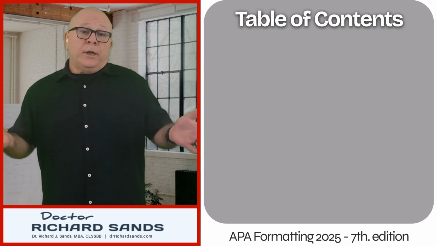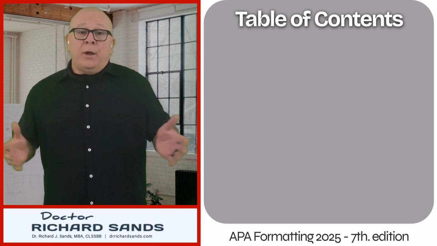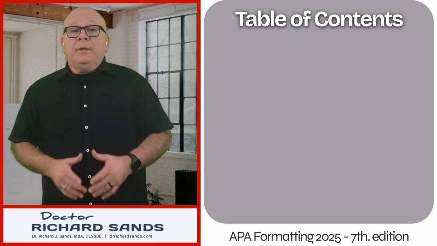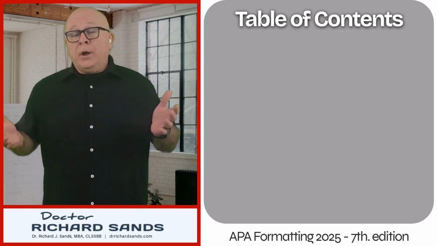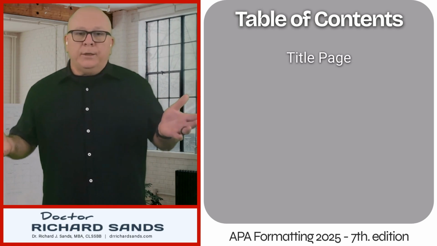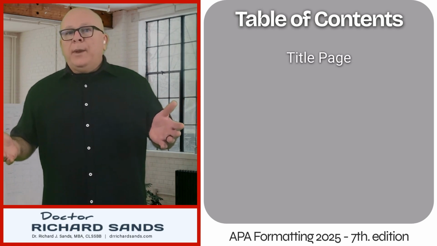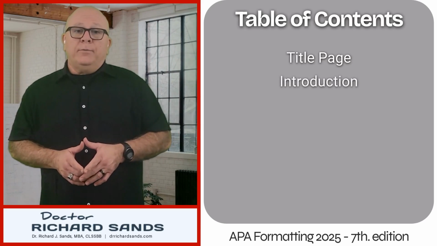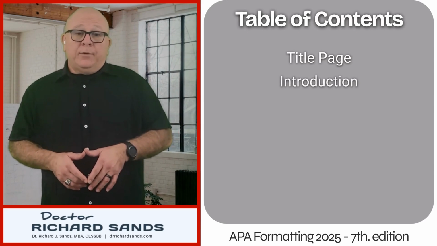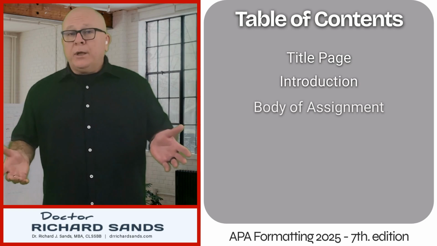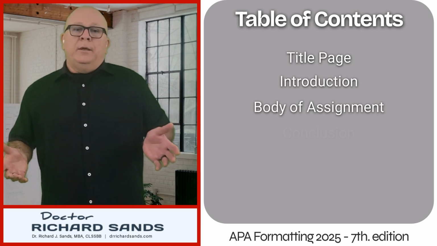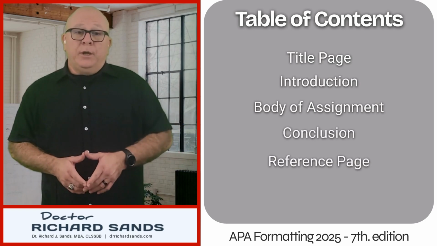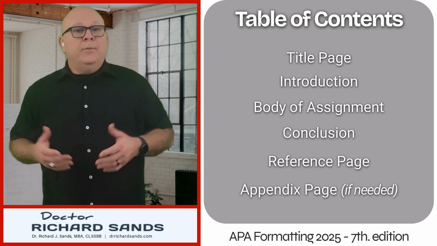As we move forward together, remember, when you are required to submit an APA formatted assignment, then you know immediately you will have title page, page numbers, paper title, introduction, level 1 and possibly level 2 and or level 3 headings, body of your assignment, conclusion, reference page, and your appendix page if needed.